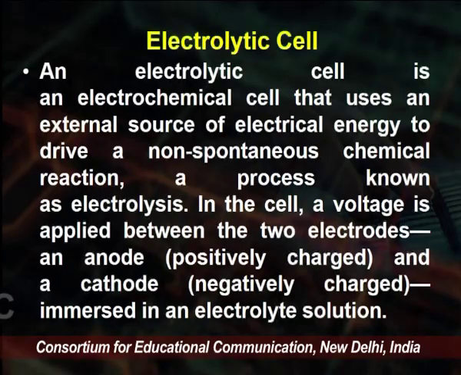An electrolytic cell is also one type of electrochemical cell that uses an external source of electrical energy to drive a non-spontaneous reaction, a process known as electrolysis. In this cell, voltage is applied between the two electrodes, the anode and the cathode. One is positive and the other is negative, and both are immersed in the electrolyte solution.